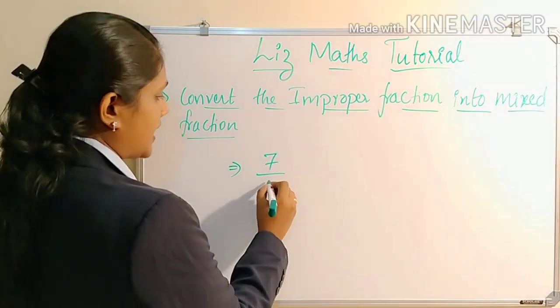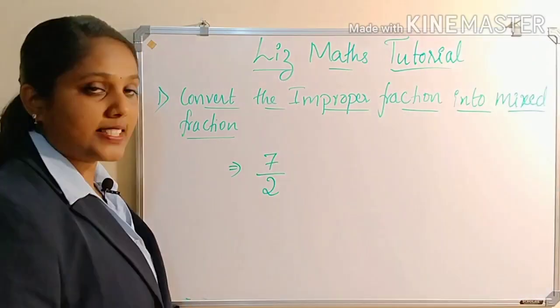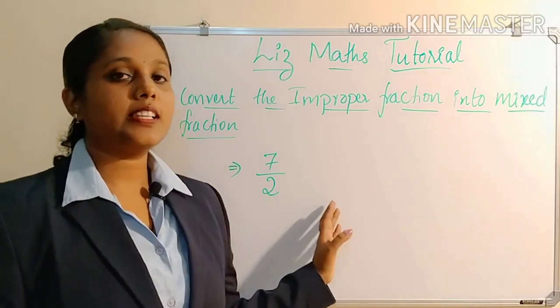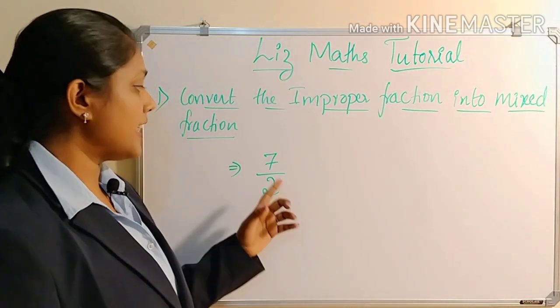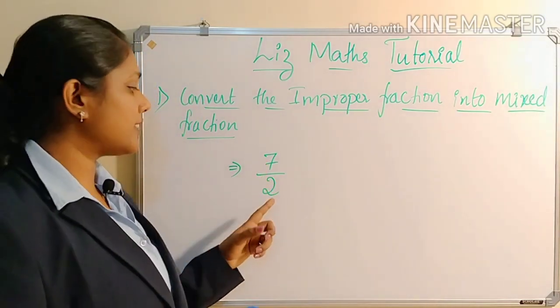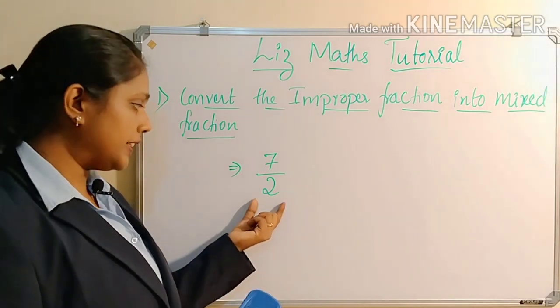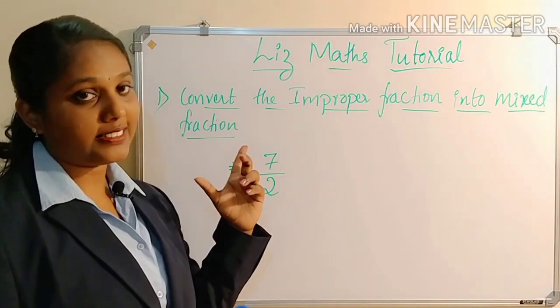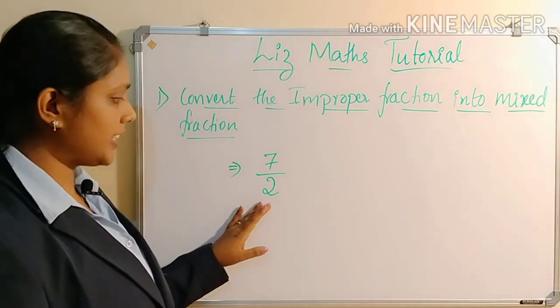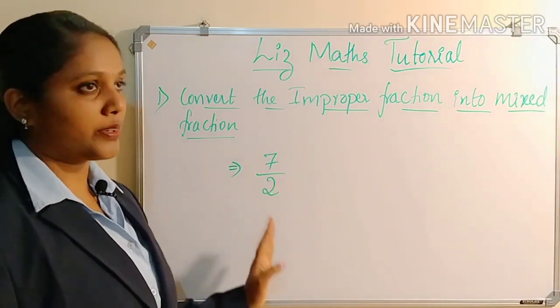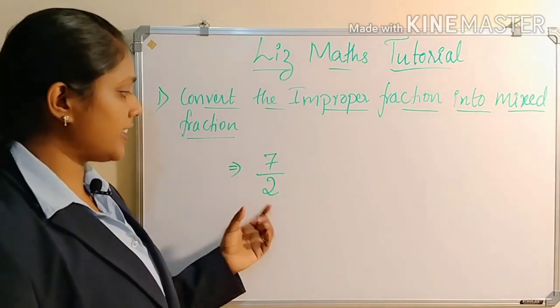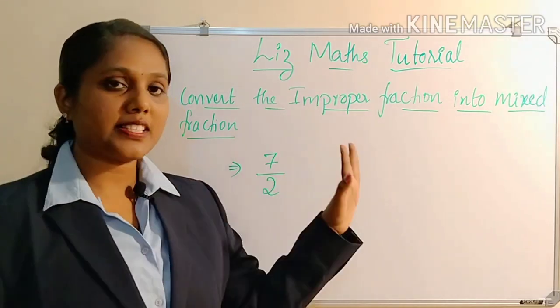7 by 2. Is that an improper fraction? What does the improper fraction definition say? The numerator is greater than the denominator. The denominator is the small number and the numerator is the greater number. So here I have taken an example. This is an improper fraction. So how can we convert this improper fraction into a mixed fraction?